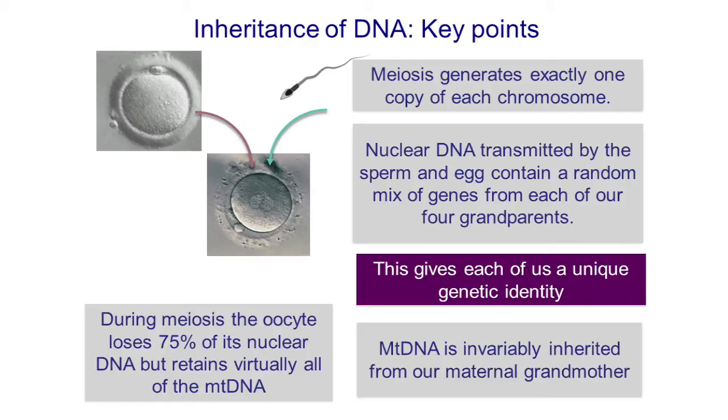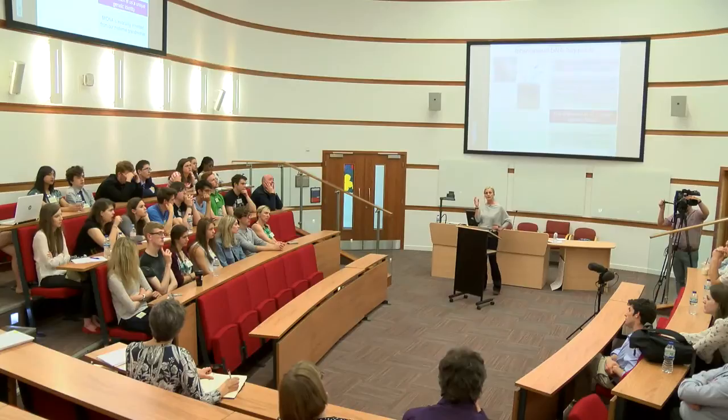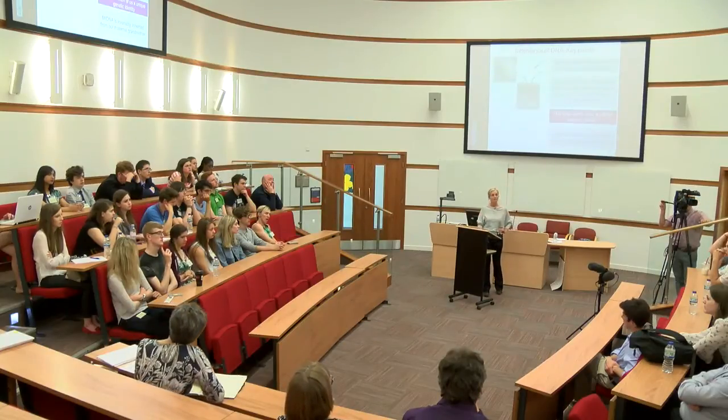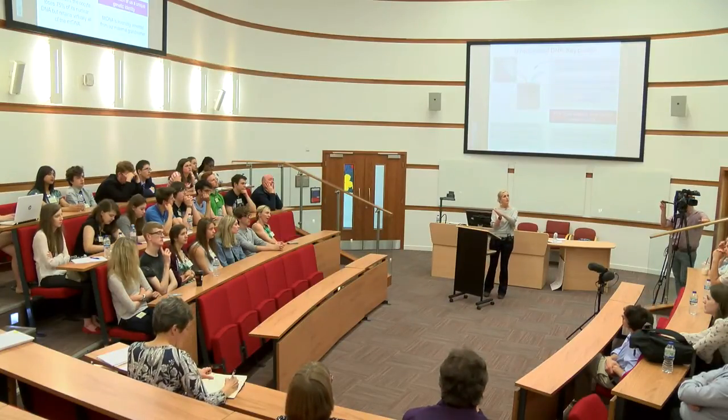So, key points about the inheritance of our DNA. Meiosis generates exactly 1 copy of each chromosome. Nuclear DNA is transmitted by the sperm and egg and contains a random mix of genes from each of our 4 grandparents. This gives each of us a unique genetic identity. Mitochondrial DNA, on the other hand, is invariably inherited from our maternal grandmother. And during meiosis, the oocyte loses 75% of its nuclear DNA, but retains virtually all of the mitochondrial DNA.